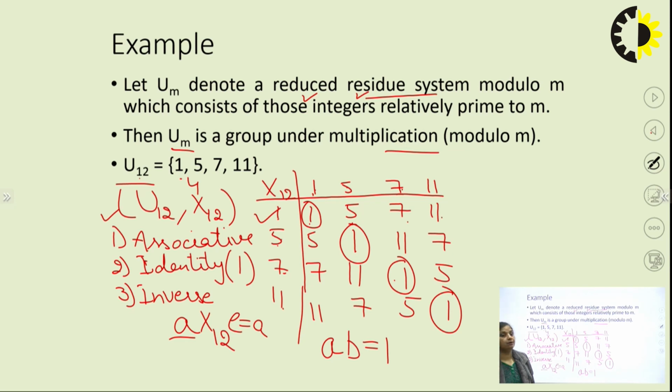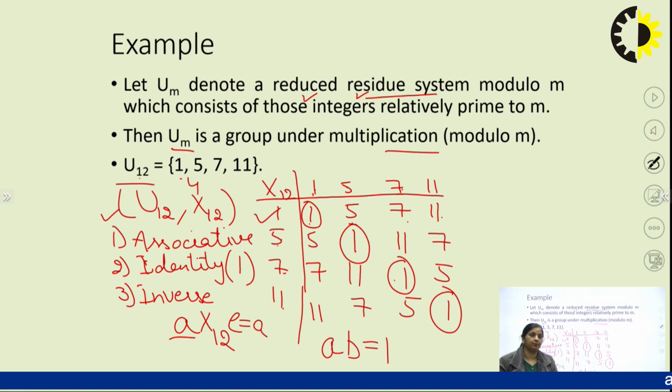Now we can also check whether it is abelian or not. Going through the definition of abelian, I need to check whether it is commutative. I can see here that the table is symmetric in nature. It means AB is always equal to BA. So it is an abelian group. This way we can check whether it is a group or not.